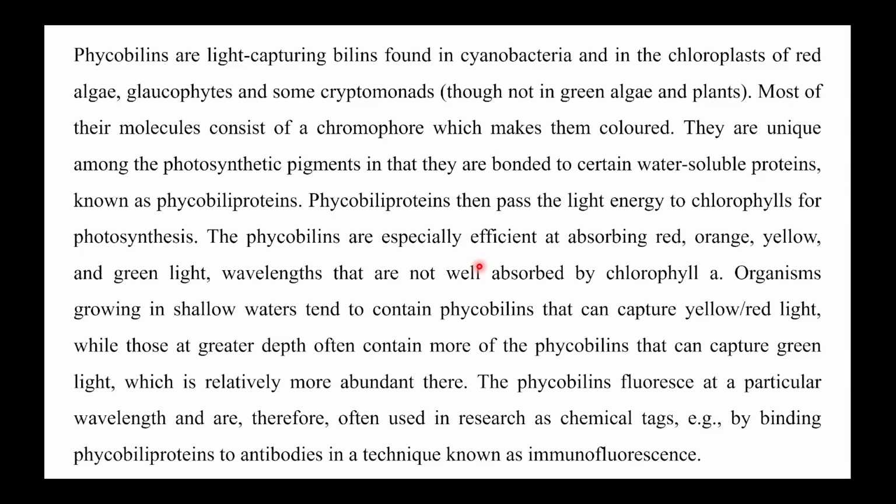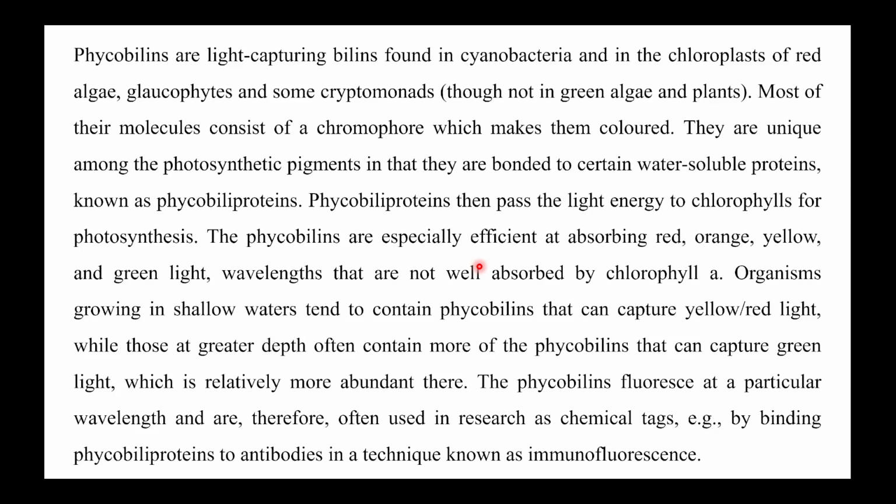Phycobiliproteins then pass the light energy to chlorophylls for photosynthesis. Phycobilins are especially efficient at absorbing the red, orange, yellow, and green light wavelengths that are not well absorbed by chlorophyll A. You had seen the absorbance range of bacteriochlorophyll A in one of the questions, right? So phycobilins can absorb the red, orange, yellow, and green light which is not absorbed by chlorophyll A.